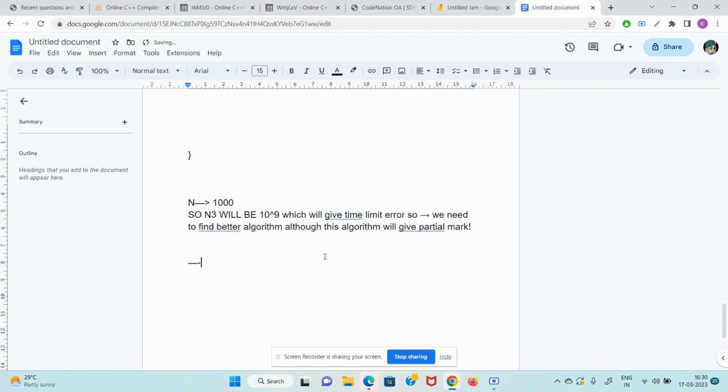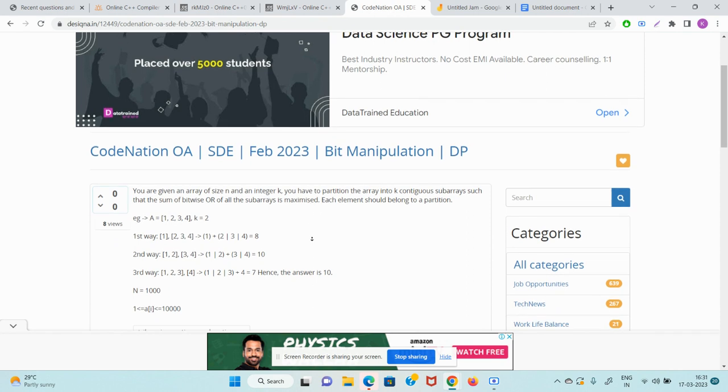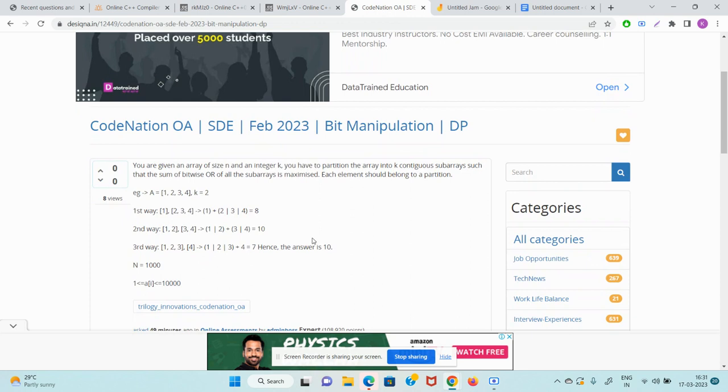How to get a job at CodeNation? You need to solve this problem. Think, guys, think. I'm giving some time. We did the DP in this problem, okay? But can you see we forgot to use one thing, which is bit manipulation. If we use bit manipulation, obviously we can get a better answer. So start thinking about it.